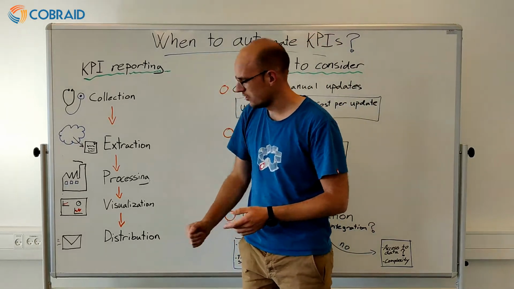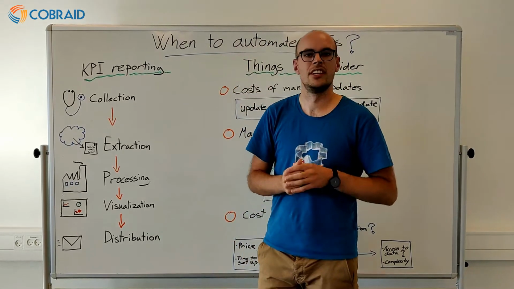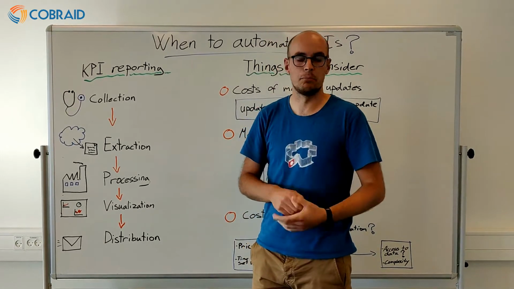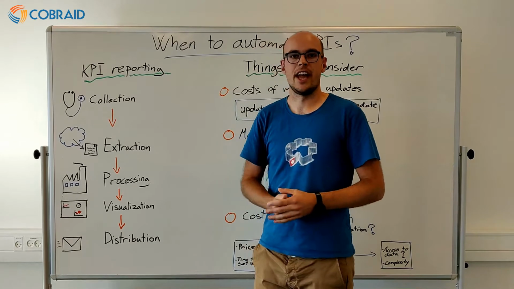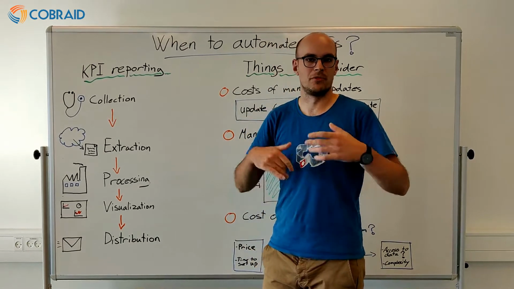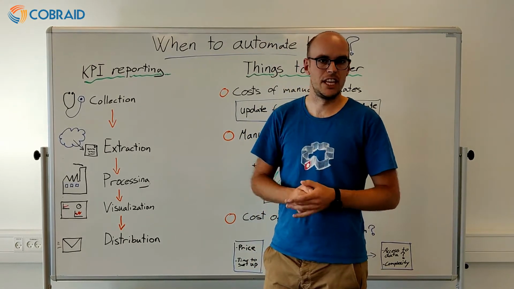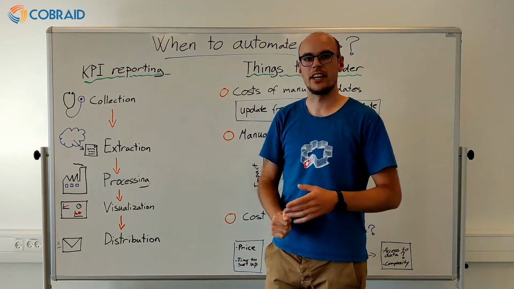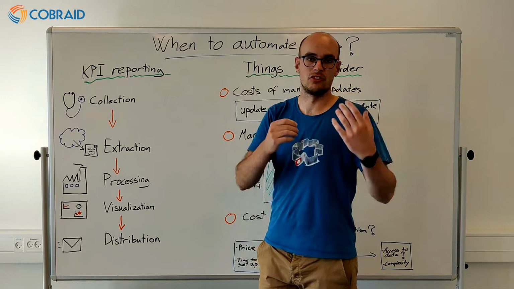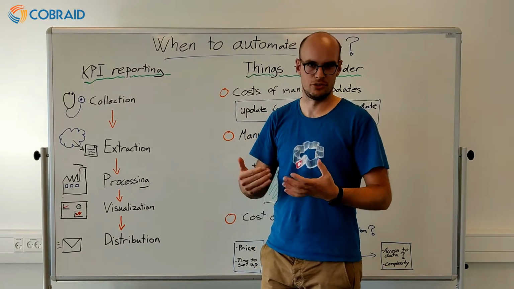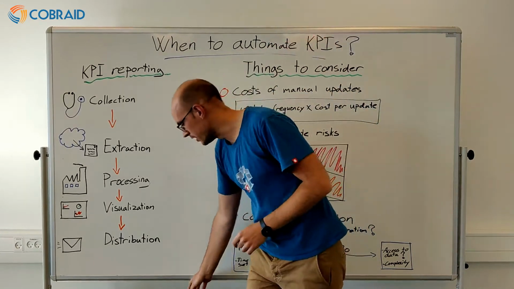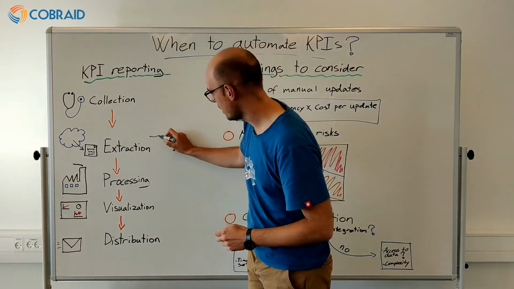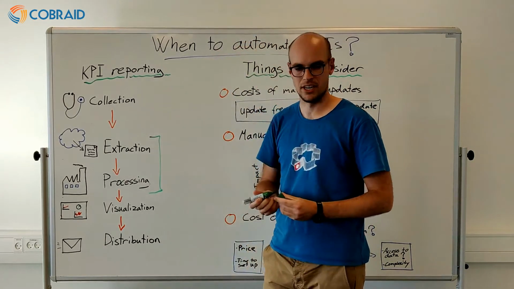And when that is done, we need to distribute it. And we do that either by sending an email, printing a report, hanging a dashboard on the wall that updates automatically or what have you. And all these 5 steps in the KPI reporting can be done either automatically or manually, usually. But the things that we want to focus on in this video is the extraction part and the processing part.